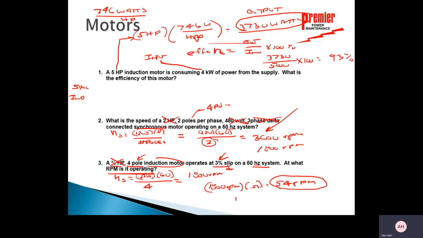Okay, so the actual speed of the motor is 1800 minus 54 equals 1746 RPMs. So in that case, that motor would be operating at 1746 RPMs. All right, let's move on.